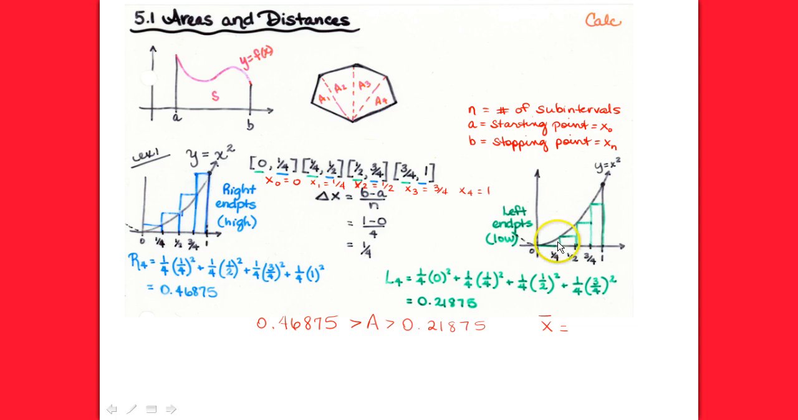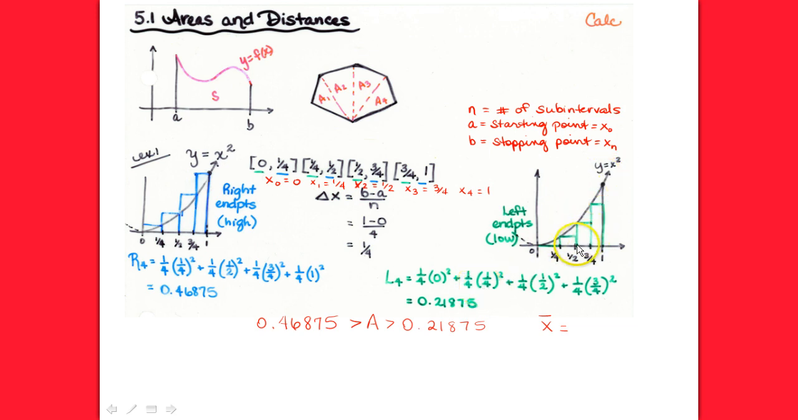So I would go through and say, okay, for the first rectangle, if I'm trying to find the area of this one, the base is, of course, the change in x, 1/4, but the height is going to come from taking the left-hand endpoint of 0 and plugging it into this equation for x to find y. So that would just be plugging in 0 squared. If I want to find the area of the second rectangle, base is going to be the change in x, 1/4. Height is going to come from taking the left-hand endpoint, x value of 1/4, and plugging it into this equation to find the y value, so we would do 1/4 squared.